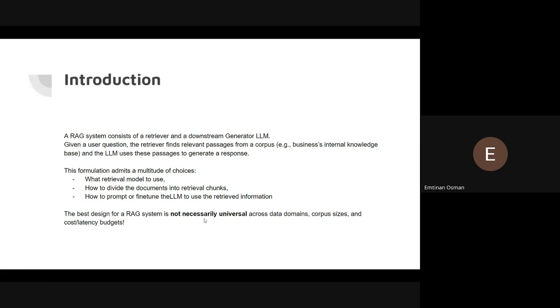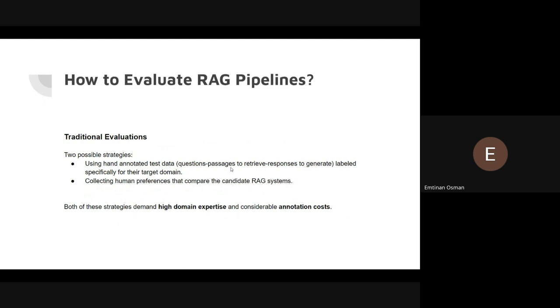And the best design for that is not universal, of course, across data domains, corpus sizes, and the cost and latency budget. So it's not like I can tell you what is the best retriever and that's it. There are multiple choices depending on the domain, the size of the corpus you're using, and also things like the cost. Is the business willing to bear the cost of human annotation, for example, or not, stuff like that. So that's why evaluation is not really a simple thing.